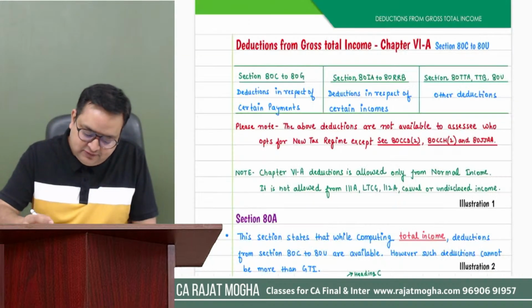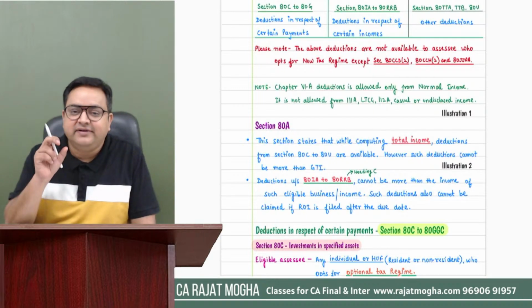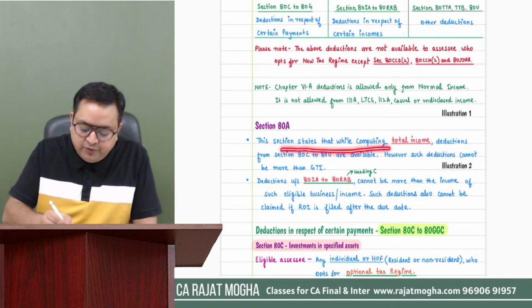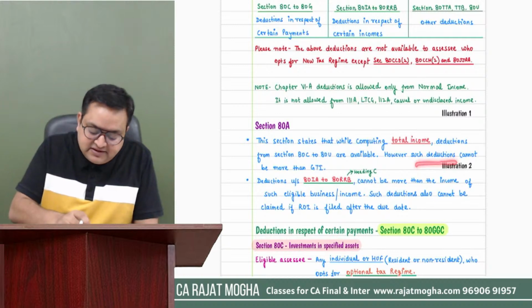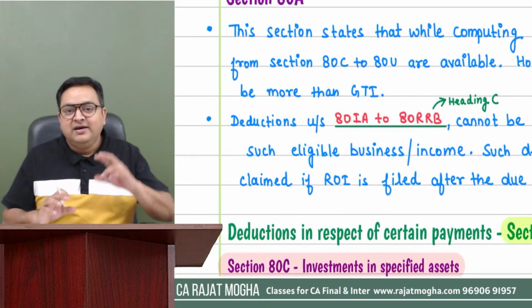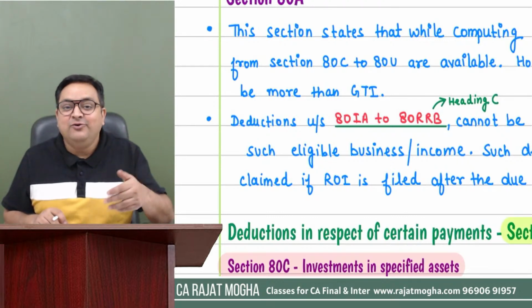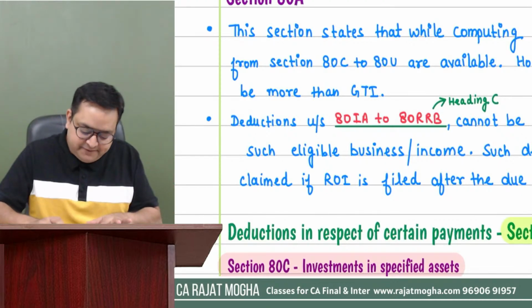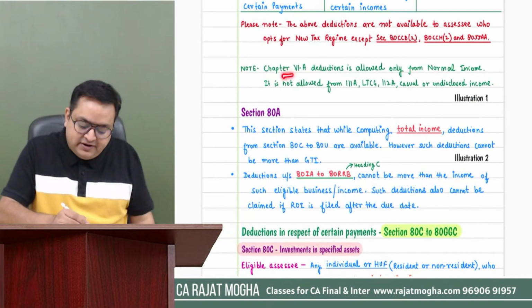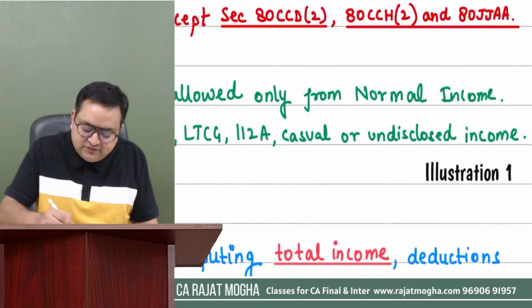Okay. So this is written over here. See, you don't have to remember this section 80A, but you should know what is written over here. This section states that while computing total income, deductions from 80C to 80U are available. You can claim deductions. However, such deductions cannot be more than GTI. We understood that. And now we know one more point. We have stepped down to one more detail: not even GTI, it should not be more than our remaining income, right? So this is already mentioned over here. Chapter 6A deduction is allowed only from normal income. Please underline this, only from normal income.